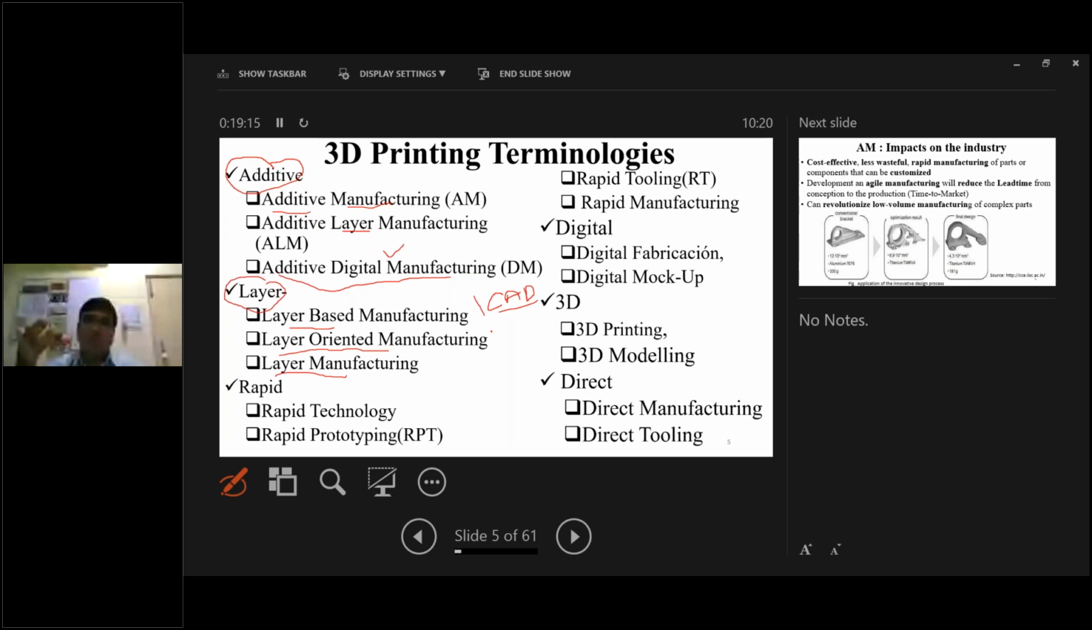Similarly, if you look at digital fabrication or digital mock-up, these are the words with which the digital word is used. Similarly, if you use something known as 3D, because this is interesting, this is more common to the public, right? So it's anybody's guess.